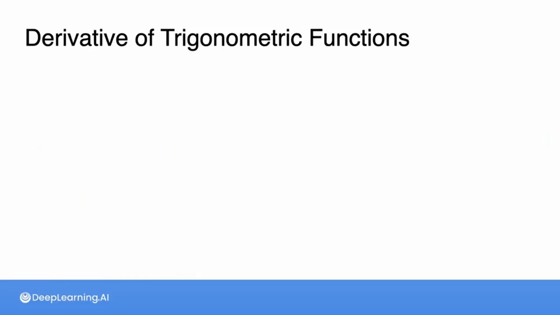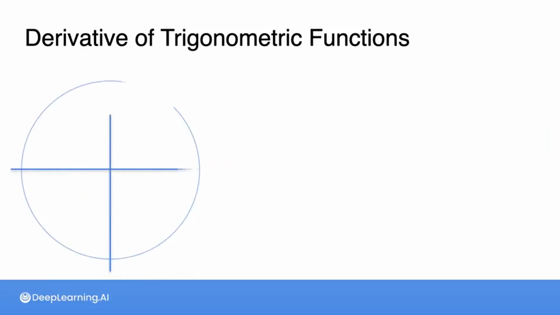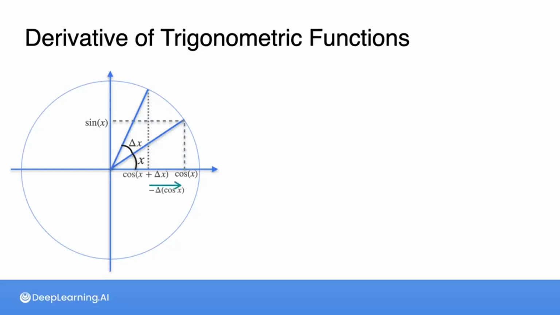There's a nice geometric reason why this works, and take a look. Let's take a circle of radius 1 and draw any radial line, and x is the angle between the horizontal axis and the line. The projection over the x-axis is cosine of x, and the projection over the y-axis is sine of x. Now let's move the angle x slightly by a quantity of delta x. Now the projection on the horizontal axis is going to be cosine of x plus delta x, and the projection over the vertical axis is going to be sine of x plus delta x.